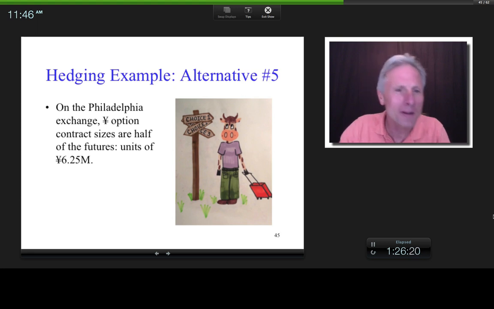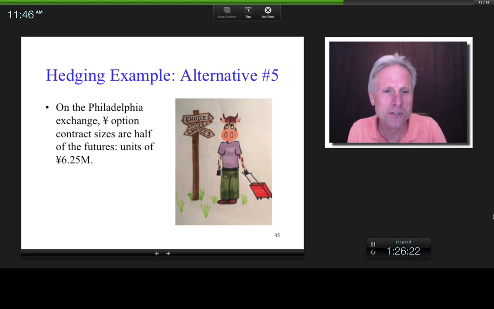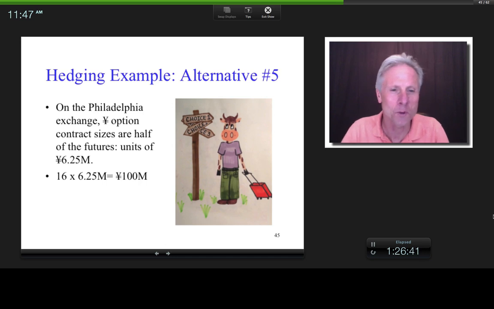So on the Philadelphia exchange, yen options are traded in units of 6.25 million yen. I don't know why, but it's half of what the futures contract size is. So we would need how many of these contracts? We'd need 16, right? So that would come to 100 million yen.